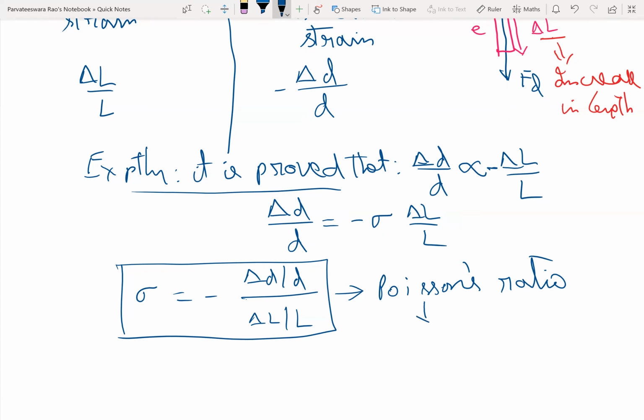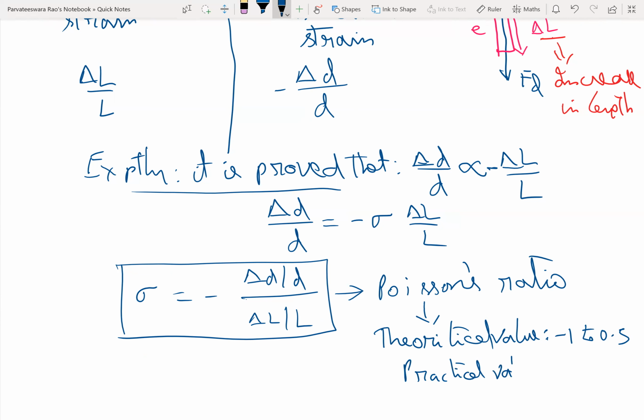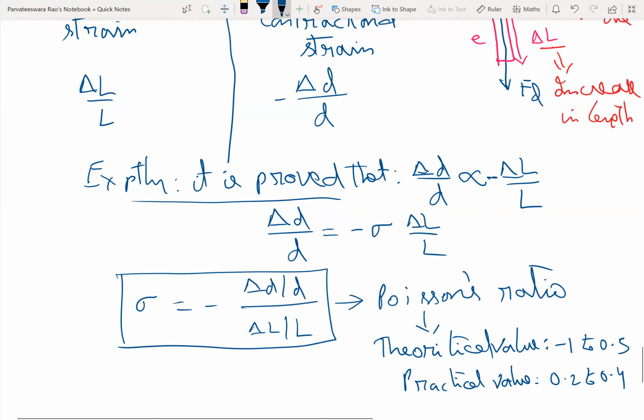So its theoretical value will be -1 to 0.5. Practical value will be 0.2 to 0.4. Okay. Correct or wrong?